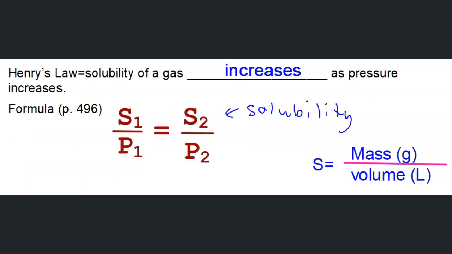The law that relates to the solubility of gas in a solution is called Henry's law, and it simply states that the solubility of a gas increases as pressure increases. So here's our basic formula. Make sure you write it down on your formula chart. The beginning solubility divided by the beginning pressure equals your ending solubility divided by your ending pressure. And in this situation, solubility is the mass in grams of a substance divided by the liters of solution. So make sure you get both of these formulas on your formula chart.